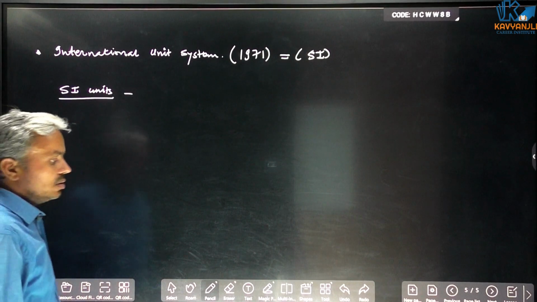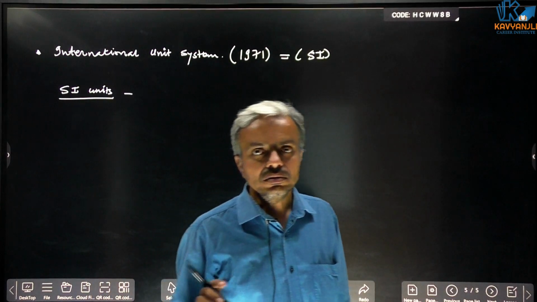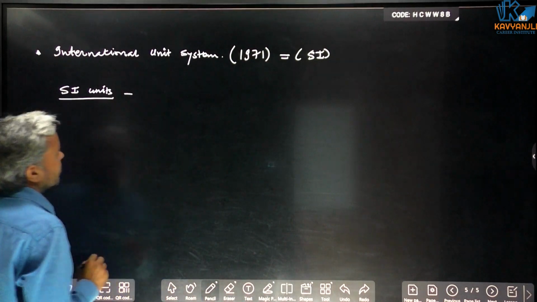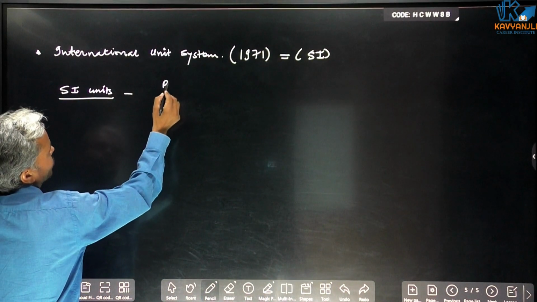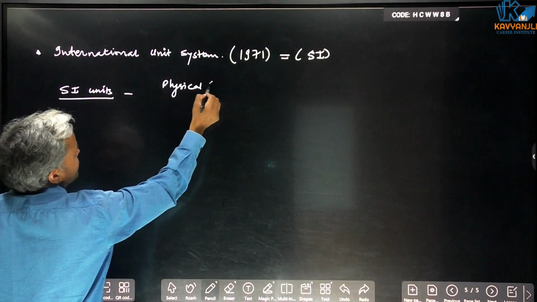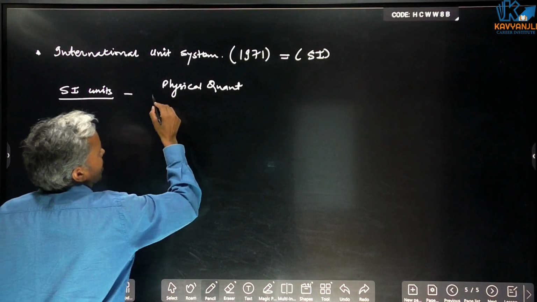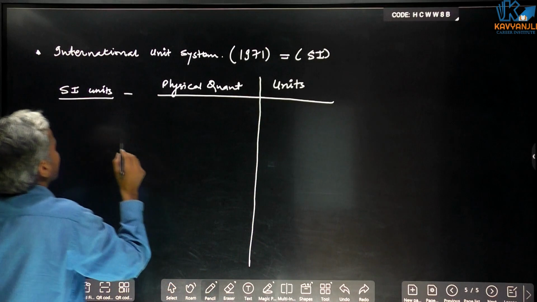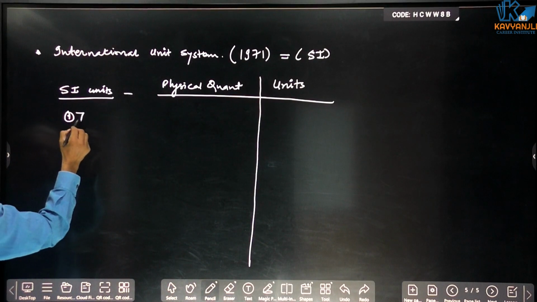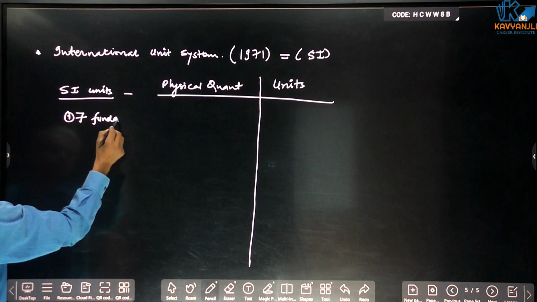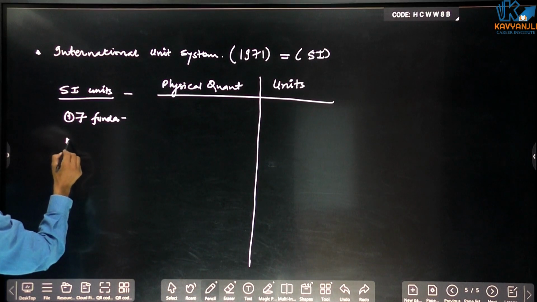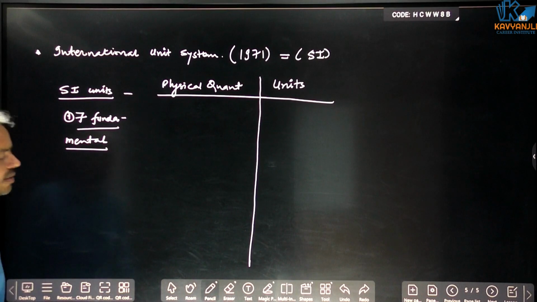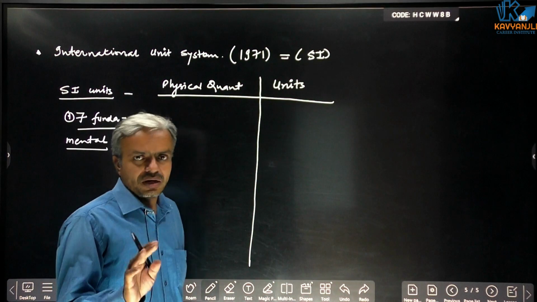The SI unit system has 7 fundamental units for the 7 fundamental physical quantities. What are the 7 fundamental physical quantities? So we will write physical quantities and their units. So first, there are 7 fundamental physical quantities. We have earlier studied 3 fundamental physical quantities.